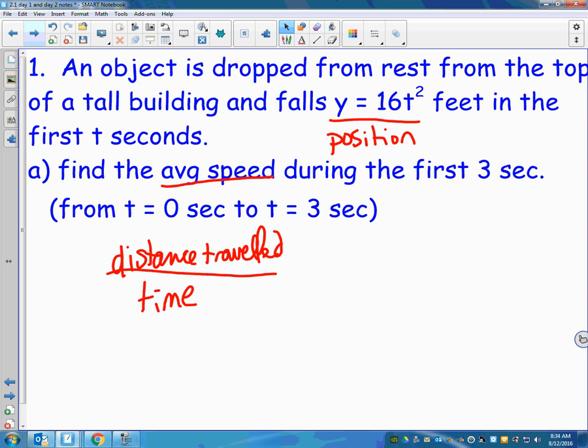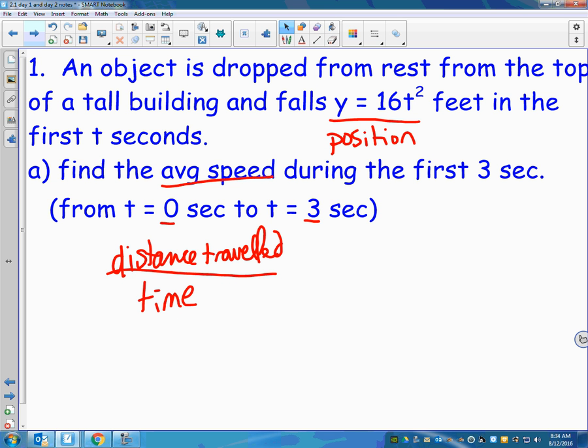And notice we're starting at 0 seconds and ending at 3 seconds. Another way to think about it is in terms of slope. And so you can figure out how much distance you travel in those 3 seconds and divide by 0 to 3 seconds, which is 3.